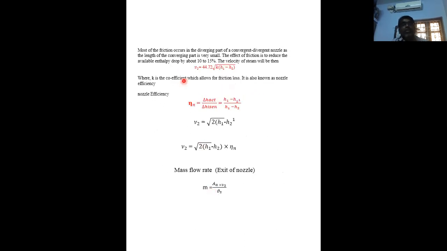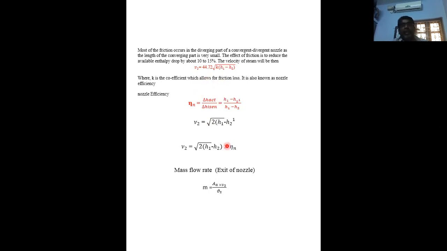In the next slide, we discuss the nozzle efficiency and mass flow rate. Most of the friction occurs in the diverging part of the convergent-divergent nozzle. The length of the converging part is very small. The effect of friction reduces the available enthalpy drop by about 10 to 15%. The exit velocity is equal to 44.72 times the square root of K (H1 minus H2), where K is a coefficient that accounts for friction losses. It is also the nozzle efficiency.